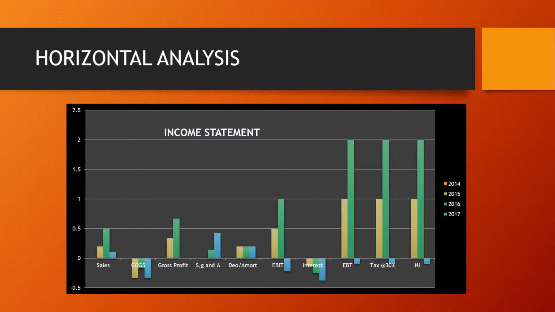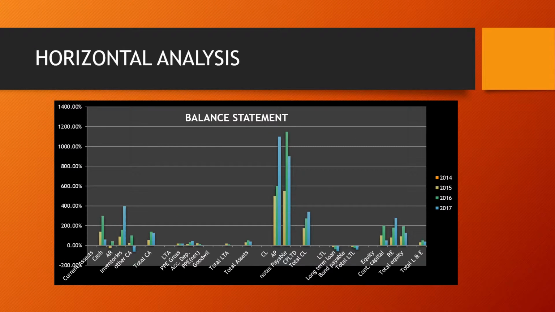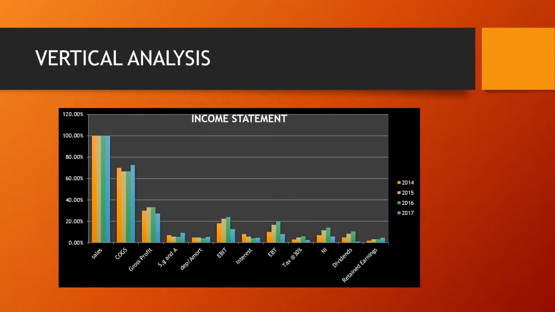As shown in the graph of horizontal analysis, for the year 2016, every item is at its maximum. Now, talking about the balance sheet, there is not much difference between the years 2016 and 2017, but for a few quantities like accounts payable and notes payable, they are at their peak.